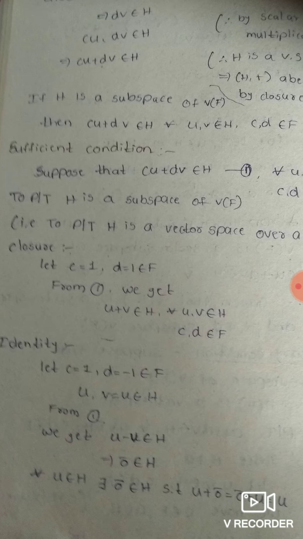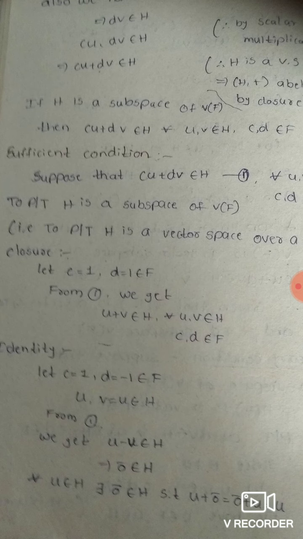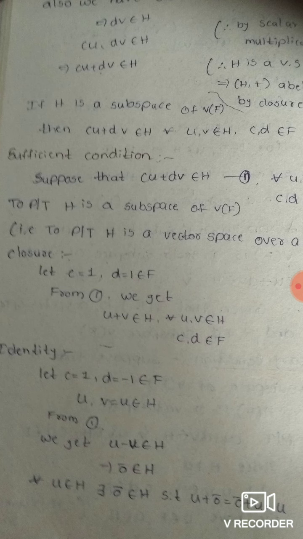To prove that H is a vector space over a field F, the first property of a vector space is that H, plus is an abelian group. An abelian group has 5 properties to be satisfied, that is closure, associative, identity, inverse and abelian property. First we take the closure property.